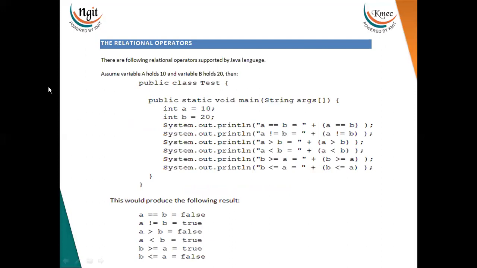Next, coming to the relational operators. Relational operators are used to check the relationship between the operands. Let's say you have A and B.